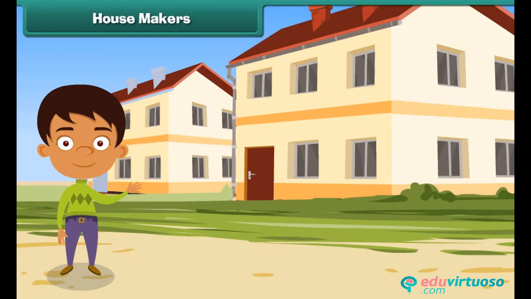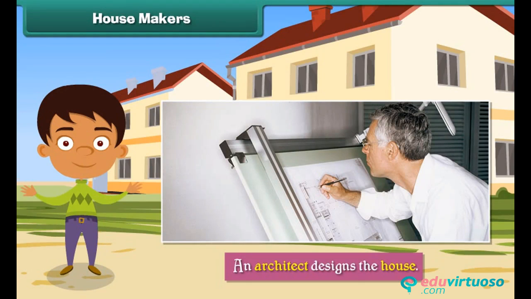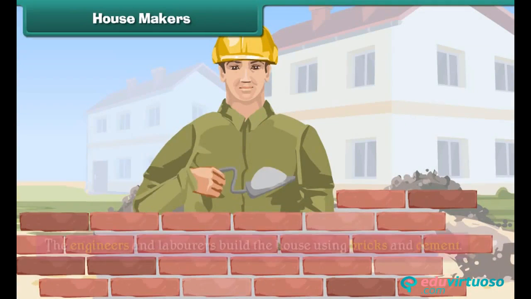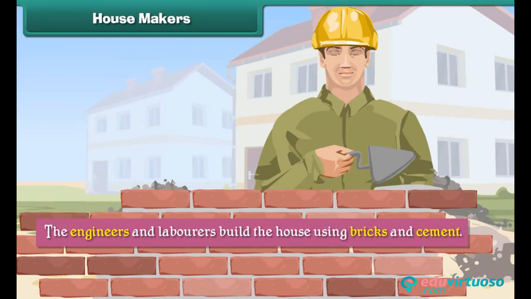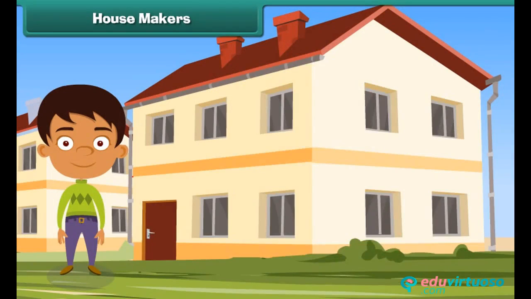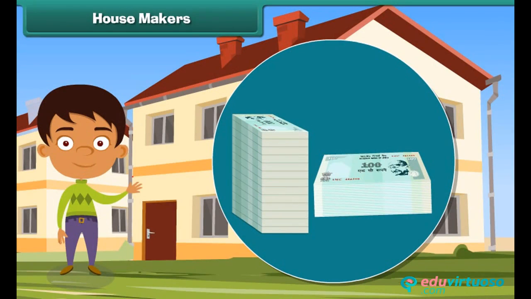Housemakers. Let us understand how a house is built. First, an architect designs the house. Then the engineers and laborers built the house using bricks and cement. A new house costs money and time to build. Therefore, we must take care of our house.